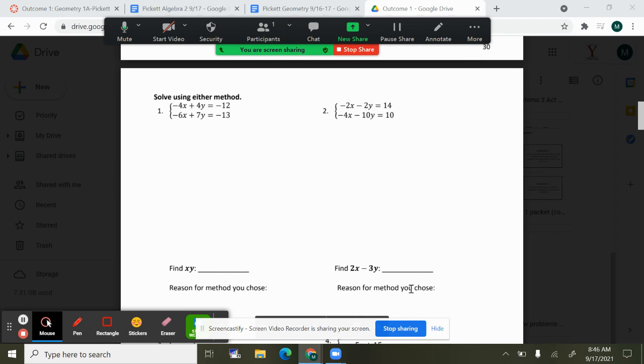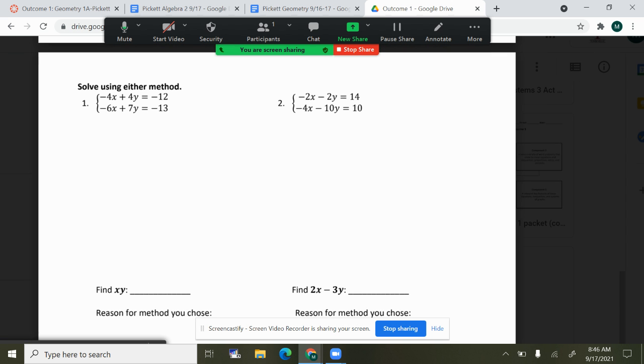All right, let's look at problem number 2. So in problem number 2, we have negative 2x minus 2y is equal to 14, and negative 4x minus 10y is equal to 10. So we have to decide substitution or elimination. Do we have an x or a y that is by itself? No, so that makes me think I'm going to have to do at least some multiplication or division if I were to get an x or y by itself. So if I'm going to do that anyways, I'm going to look at elimination.